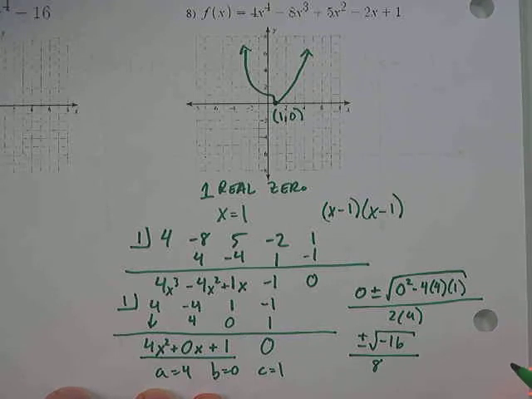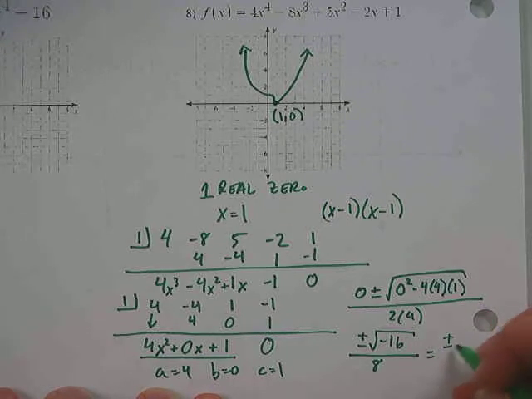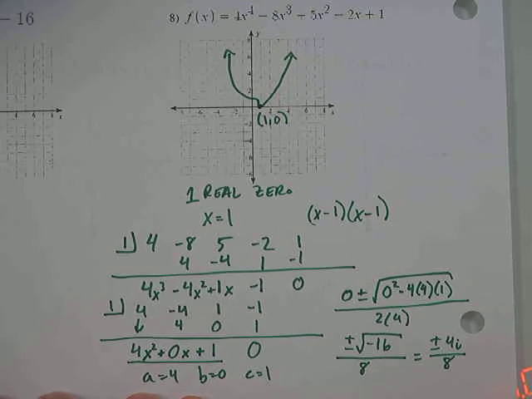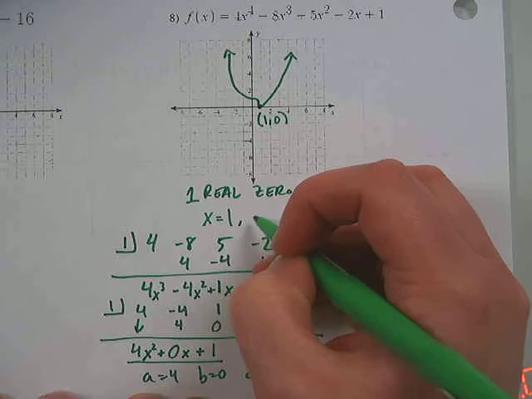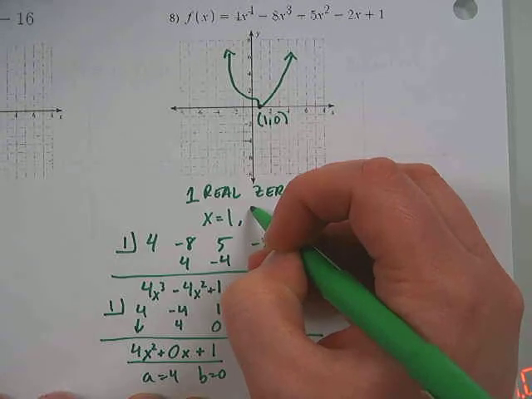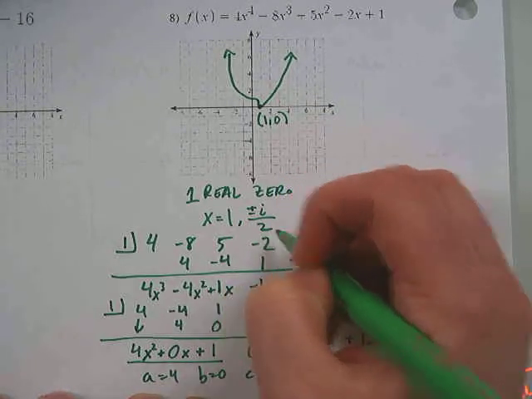Okay, so now we just need to simplify this. The square root of 16 is 4, and the square root of -1 is i. So we have plus or minus 4i divided by 8. And then to simplify that further would just give us plus or minus i over 2, because both of those are divisible by 4. So that is our other zeros. So we have positive i over 2, and we have negative i over 2. So here, adding to our collection of zeros, we have plus or minus i over 2.